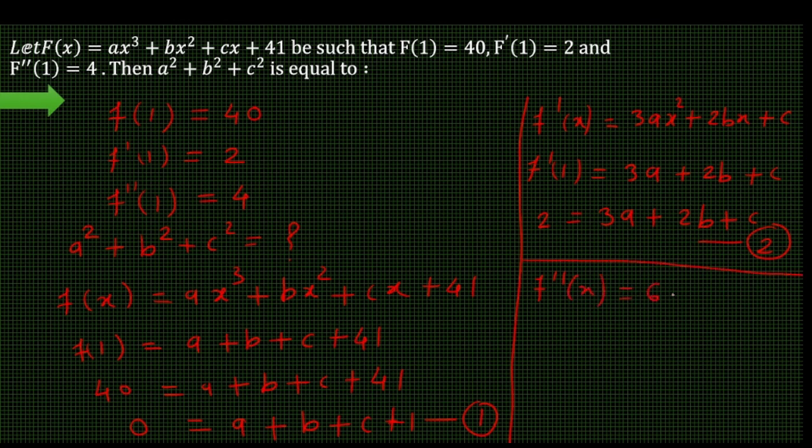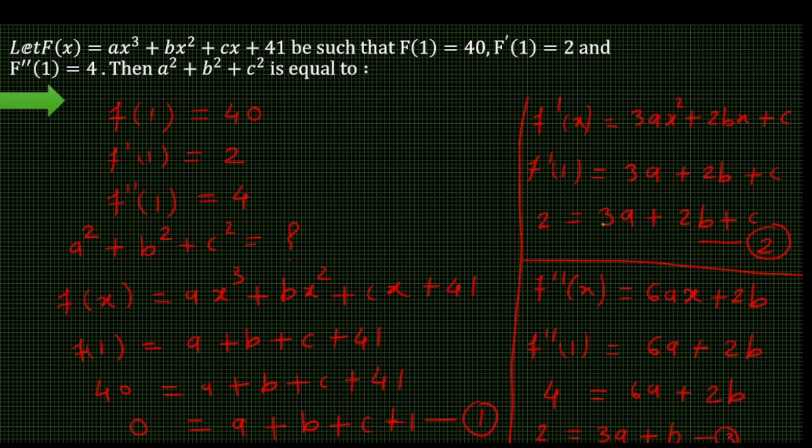Then differentiate again f'(x). It will be f''(x) equals 6ax + 2b. And we have f''(1) is equal to 6a + 2b. And f''(1) is 4. So 4 is equal to 6a + 2b. Now on dividing both sides by 2, we get 2 is equal to 3a + b. Suppose this is equation 3.